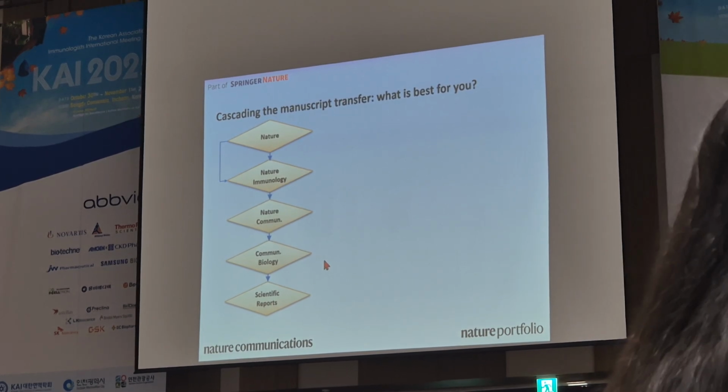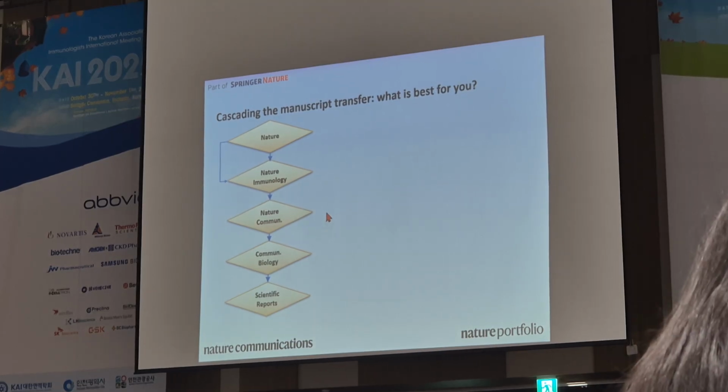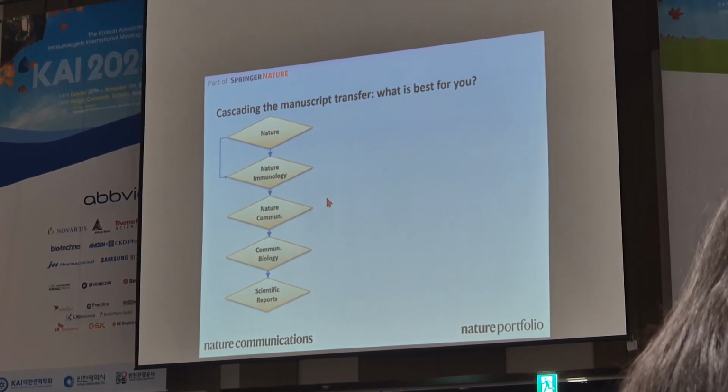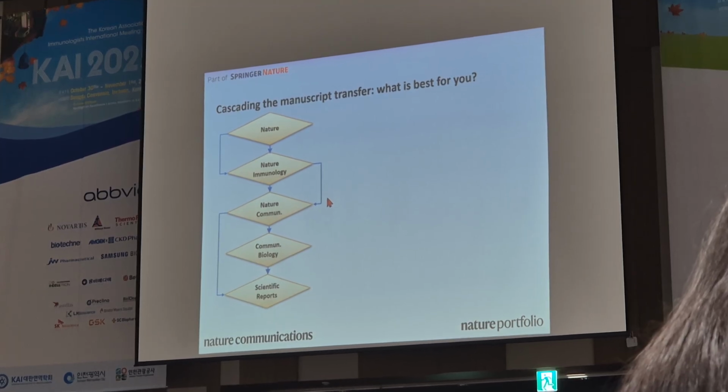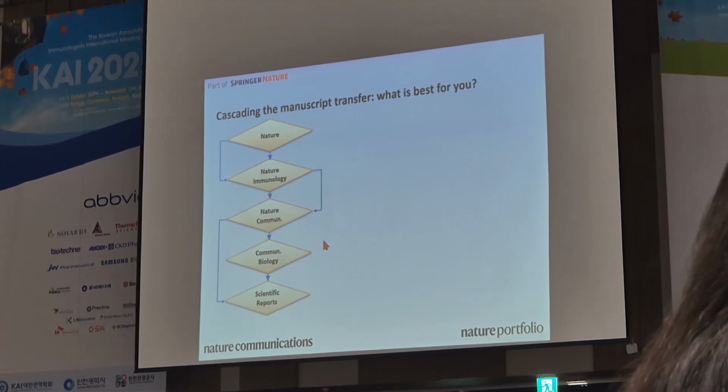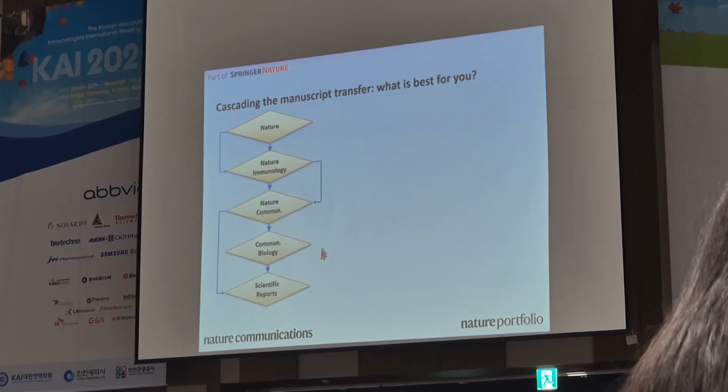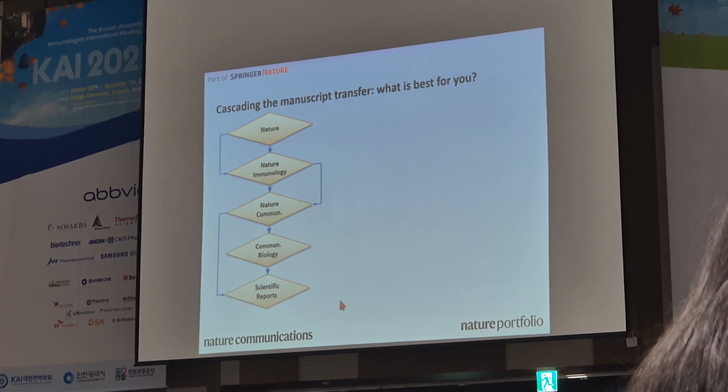So a normal route is for you to try your luck with Nature, and if it doesn't work with Nature Immunology, come to us, and then eventually you can decide whether you want to try Communications Biology or go straight to Scientific Reports. So this is the more regular route. But like I said, it's all up to you. You can do whatever you want.